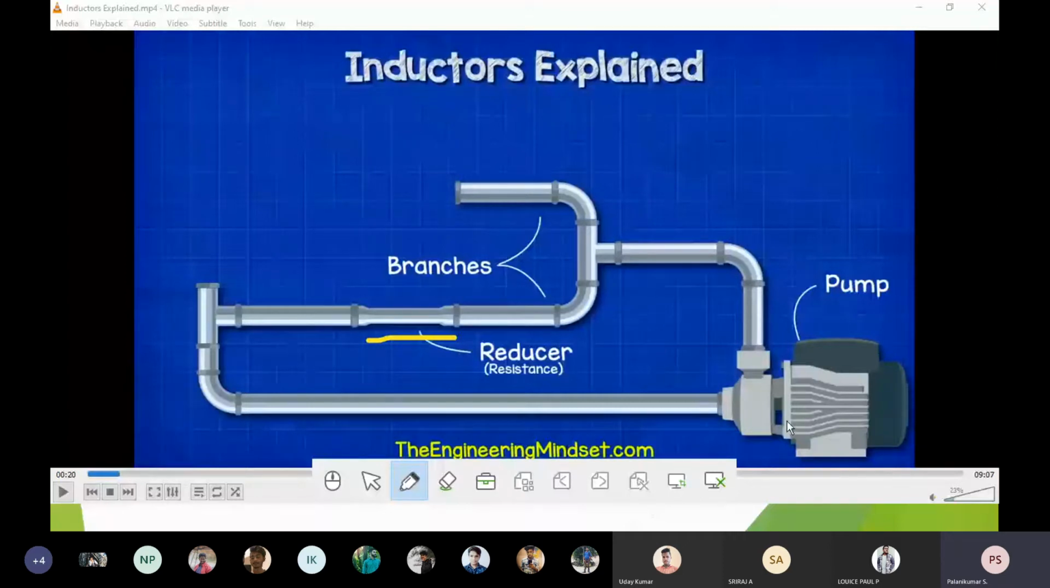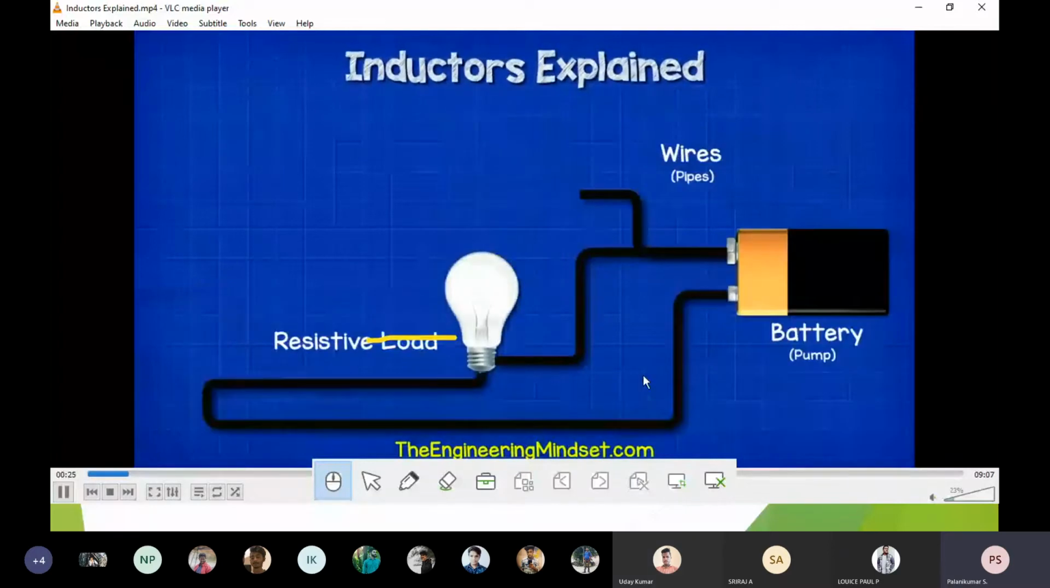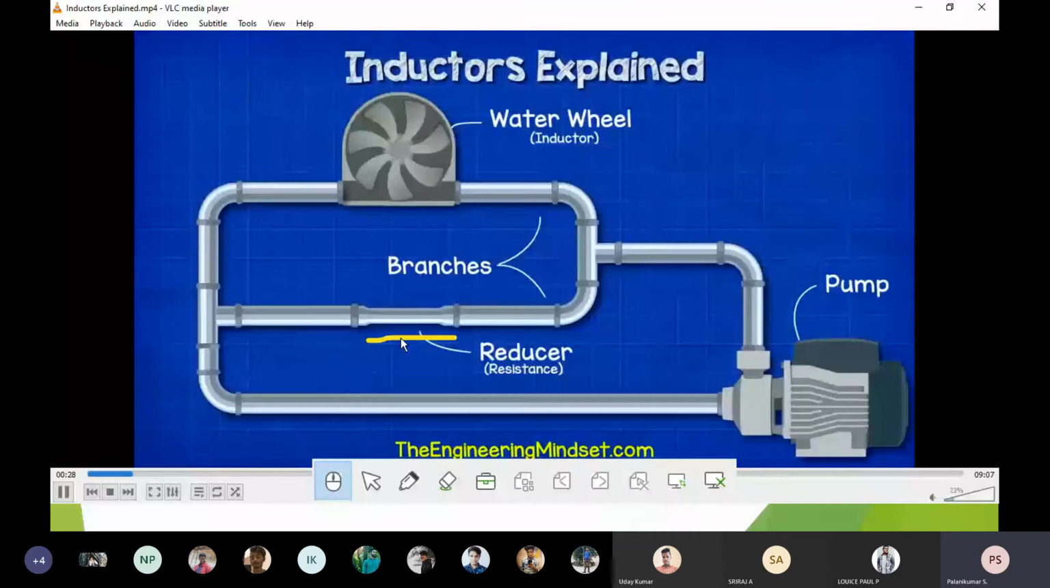So here a pump is there, and automatically water will go. Now if I facilitate the pump to operate, what will happen? It will keep on allowing the water to come. So it is analogous, similar to a resistive load. Instead of the reducer, in an electric circuit, what is analogous is a resistor. And the water wheel I am going to assume as an inductor.